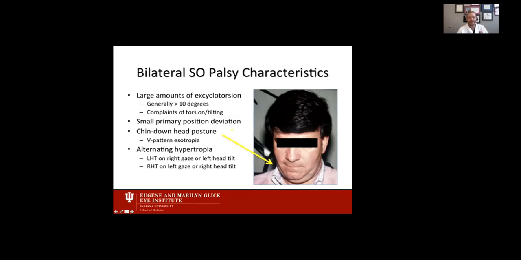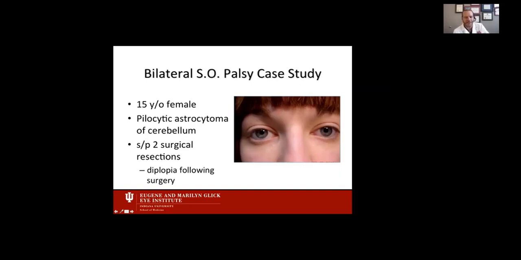Again, spontaneous complaints about excyclotorsion. And then the other hallmark is this alternating hypertropia. They get right hypers on left gaze and right head tilt, and they get left hypers on right gaze and left head tilt. So we'll talk about that. You don't have to take that all in yet. But here's a nice case study.